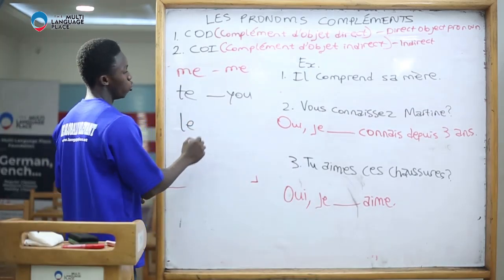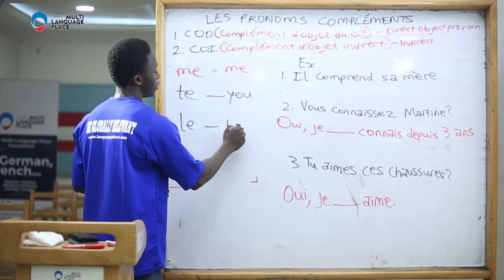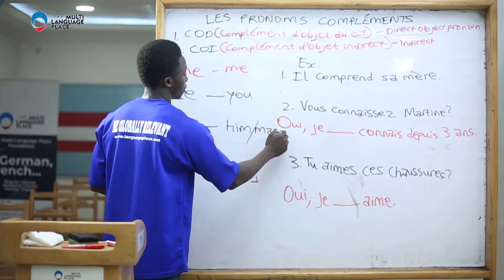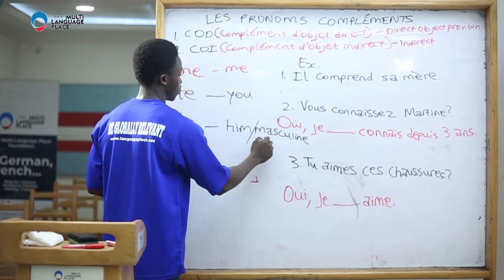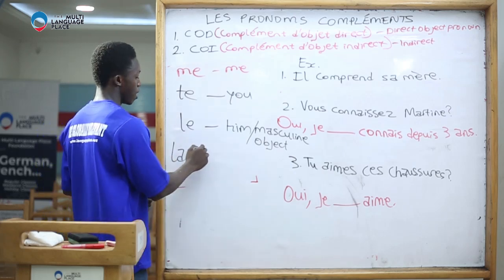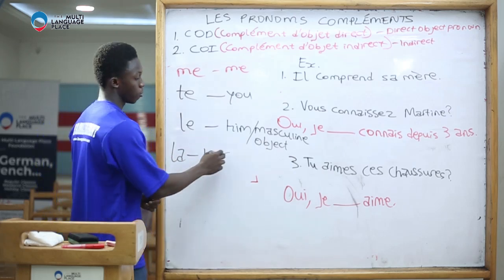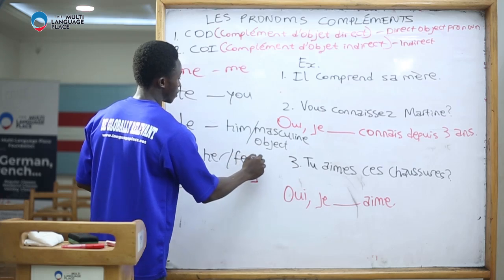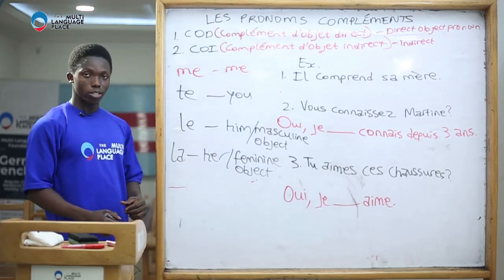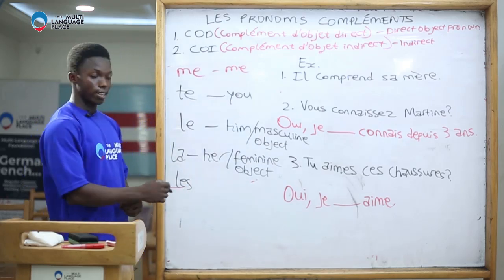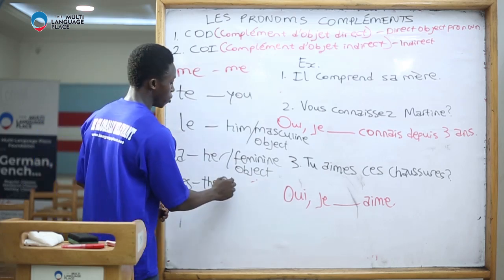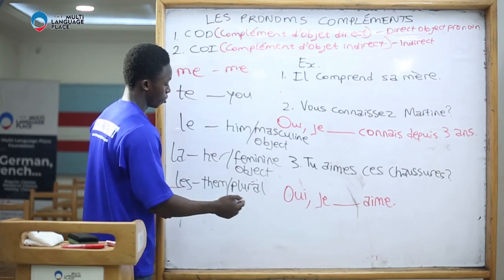Then we have le. Le means him. We also use le whenever we have a masculine object. Now, la. La means her. We also use la whenever we have a feminine object. What else? We have les. Les means them. We also use les whenever we have a plural, third person.